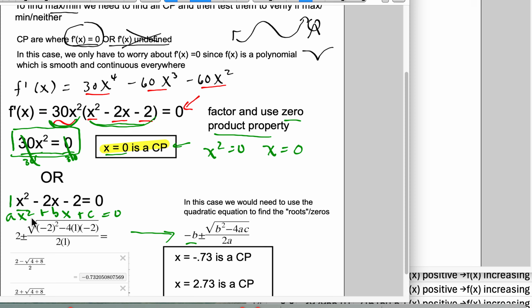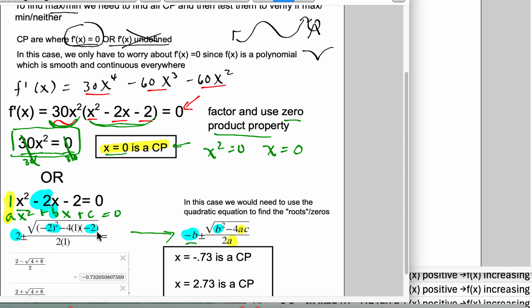When I plug those values into the quadratic formula, a is 1, so I'm going to put that in for a, and b is negative 2, so I'm putting negative 2 in everywhere I have a b.